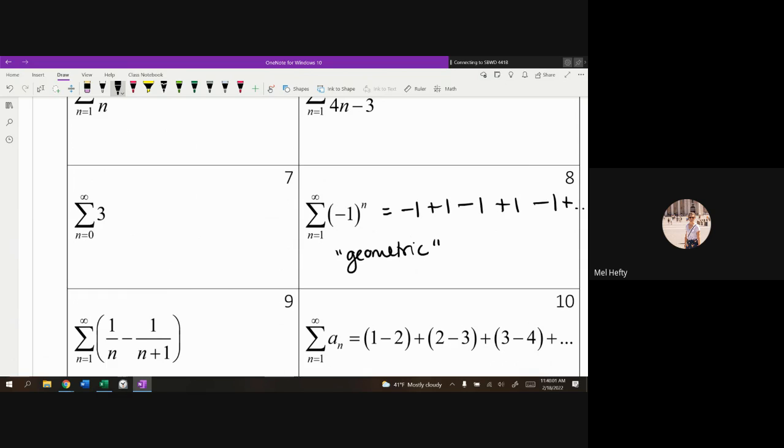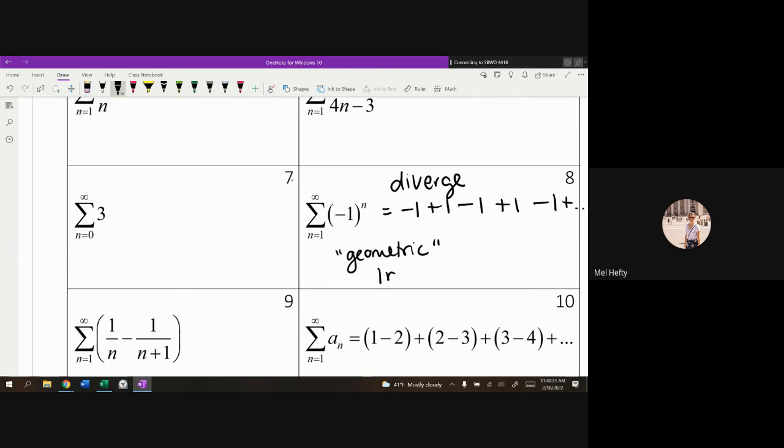So the problem with this one is depending on the way you group it, you can get different sums. So if I group it this way and add those together, I could get 0. If I group it this way, I could add it together and get -1. If I group it together different ways, I can get different things. So this one actually will diverge. If we call it geometric, we can say this for real.